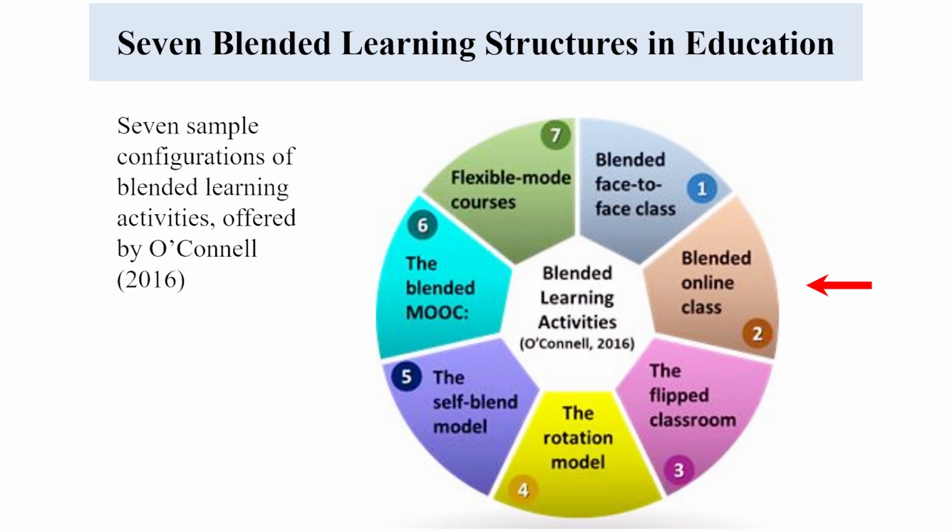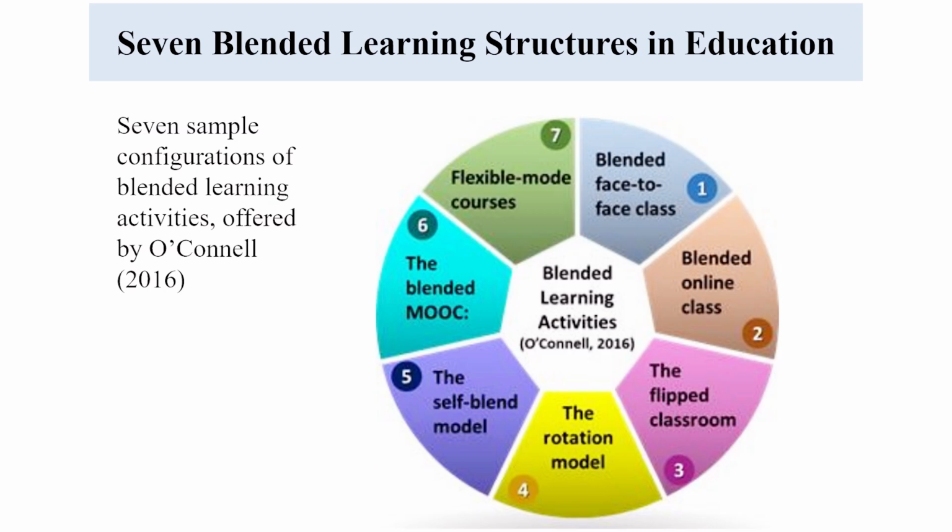We move on to the third structure, which is the flipped classroom. Most of us are aware of the word flipped, aren't we? Now we move on to the fourth structure of blended learning. This is the rotation model. Again, the name has a cue towards the blend of the learning structure. Number 5 is the self-blend model. The self carries the meaning individualized.